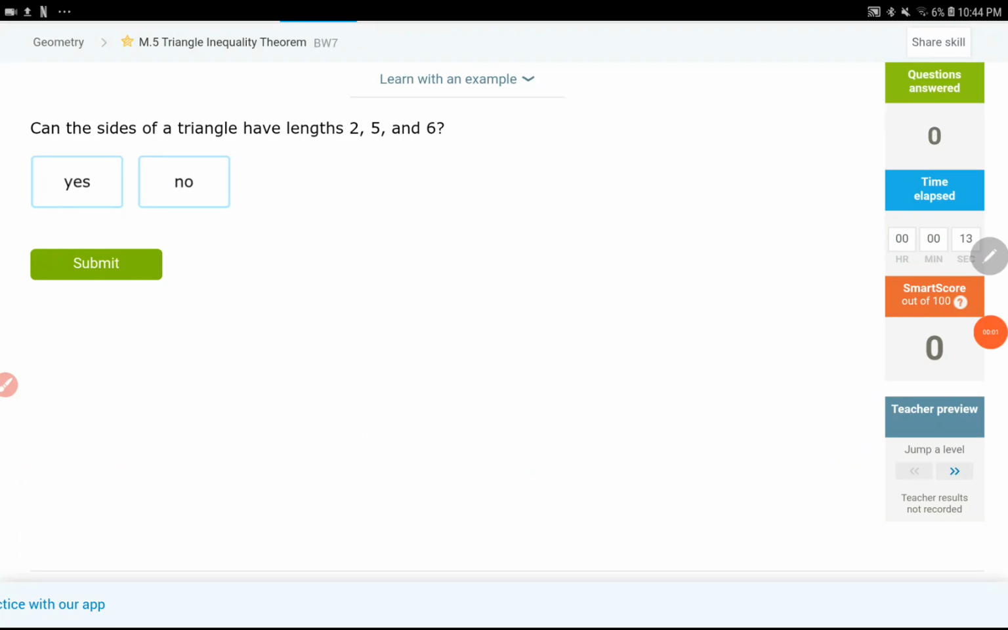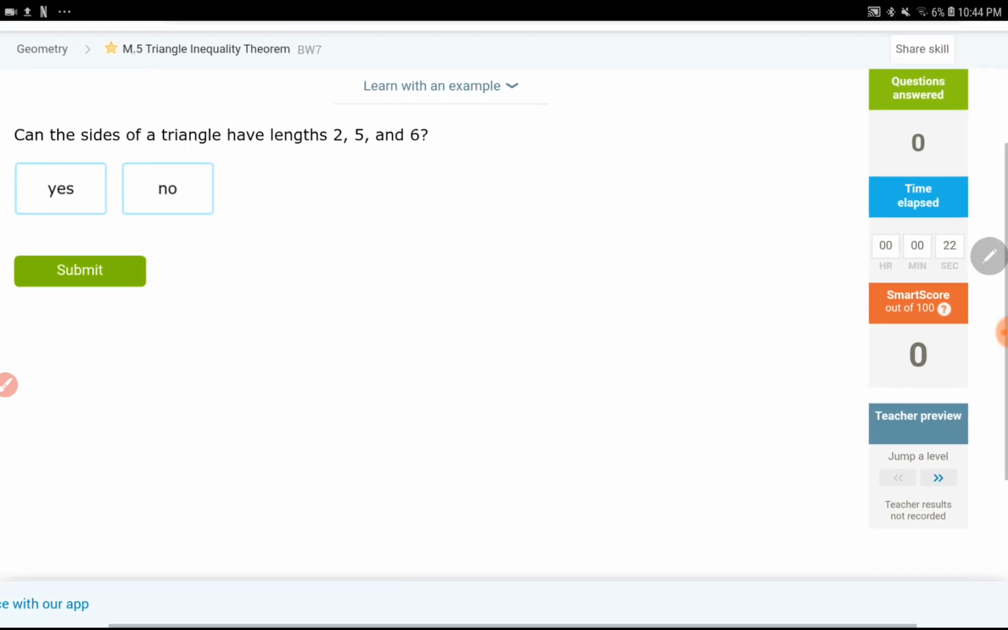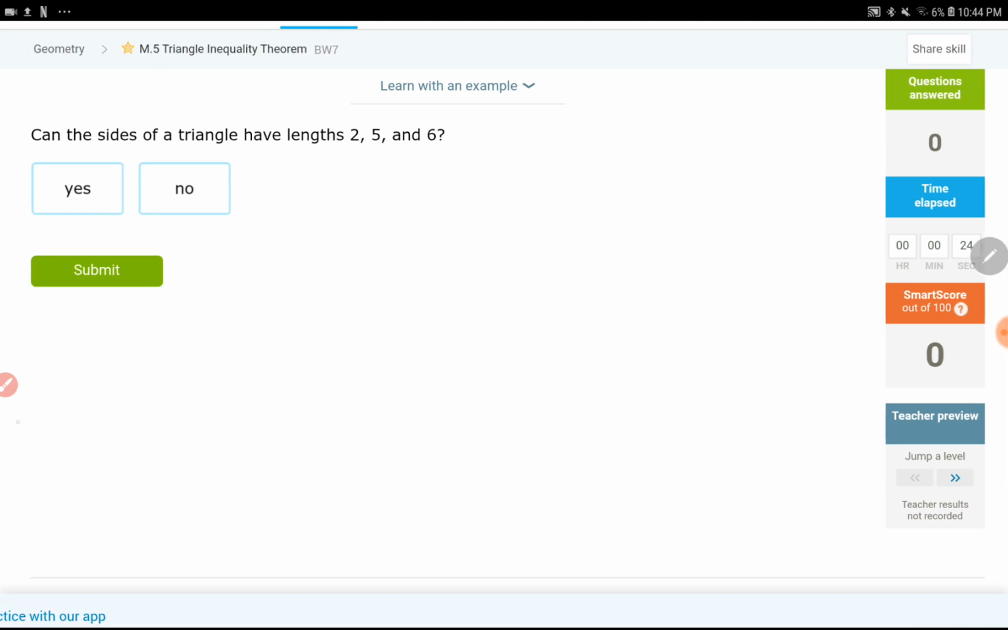Hello everyone. The fifth assignment of this week is about the triangle inequality theorem. We are working on IXL, M.5, triangle inequality theorem. What this theorem tells us is whether we can create a triangle with given side lengths or not. Let's check the first question out.